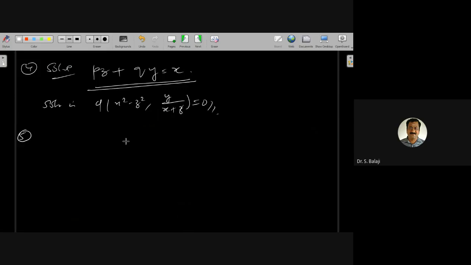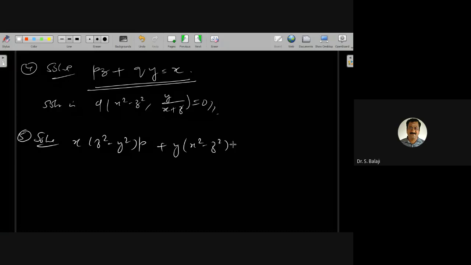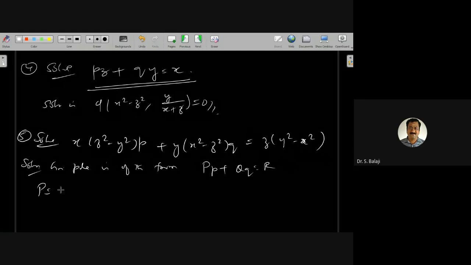Now, so far you have solved some Lagrange's linear equations with the help of variables separable and algebra proportion. Suppose you consider problems like this: solve x into (z square minus y square) p plus y into (x square minus z square) q equals z into (y square minus x square). It is also of the form Pp plus Qq equal to R.